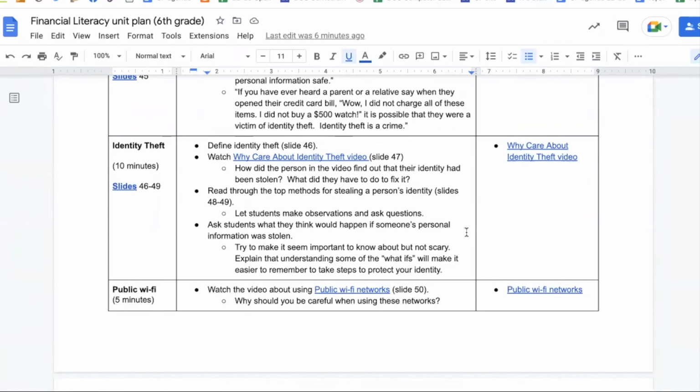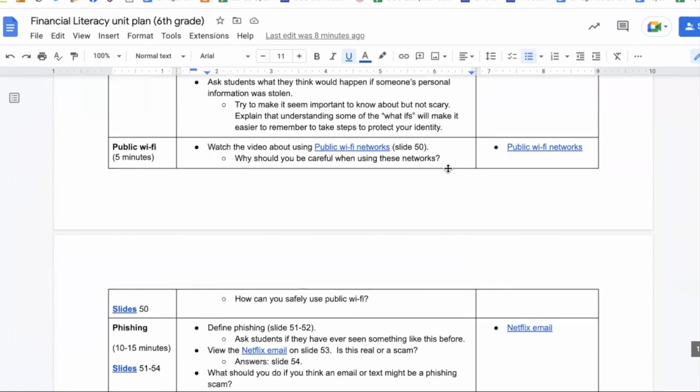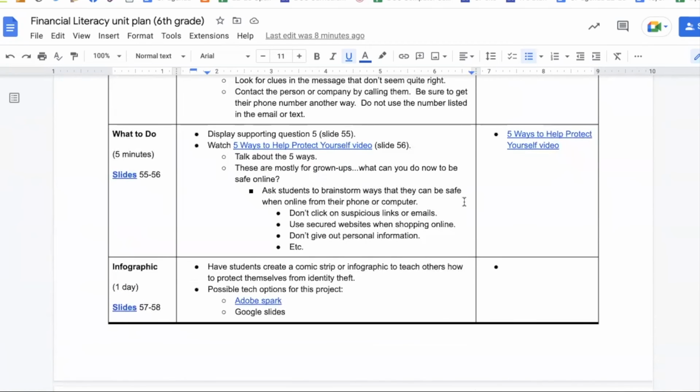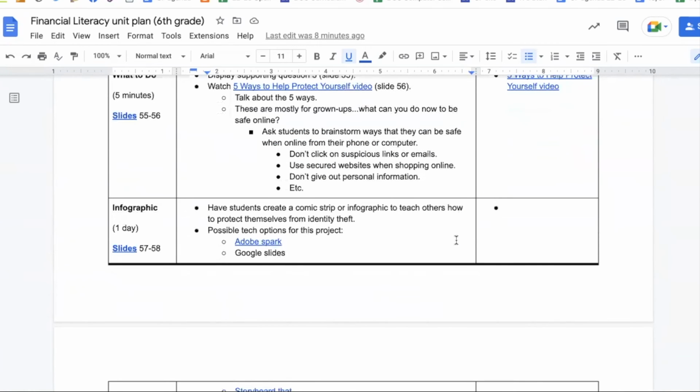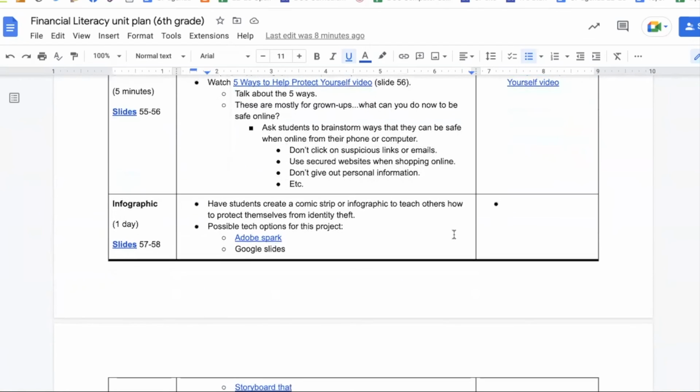Ask students what they think would happen if someone's personal information was stolen. We don't want to make this very scary, but we do want to make it seem important to know. Explain that understanding some of the what ifs will make it easier to remember to take the steps to protect identity. We have a little bit of discussion on public Wi-Fi, on phishing, and there's a Netflix email that can be used to figure out if it is real or a scam. Then you can talk through what to do and then have students create an infographic or a comic strip to teach others how to protect themselves from identity theft.